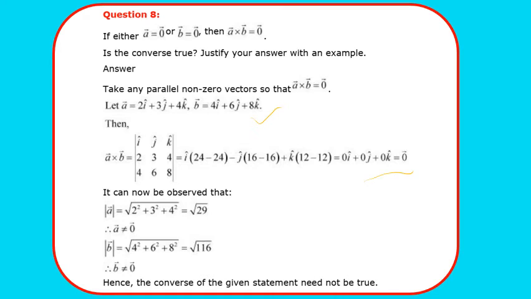Now we can see that the magnitude of vector a is equal to under root 2 square plus 3 square plus 4 square, that is under root 29, and the magnitude of vector b is equal to under root 4 square plus 6 square plus 8 square, which equals under root 116. So we conclude that the magnitude of vector a is not equal to 0 and vector b is not equal to 0 even when their cross product a cross b is 0. Therefore, the converse of the statement need not be true. Okay, so pause and note down the solution.